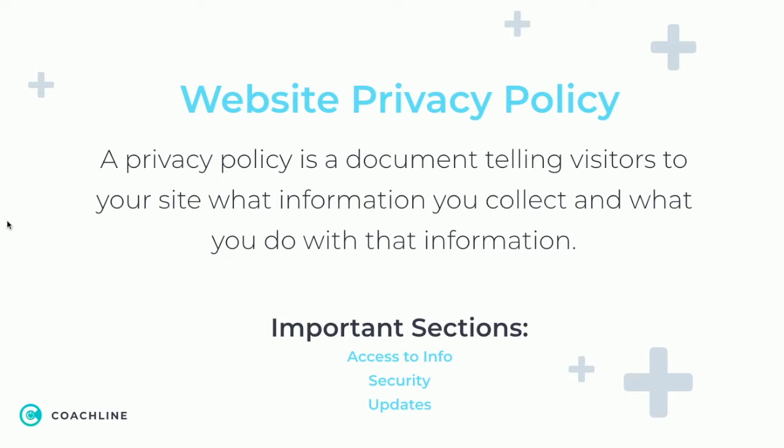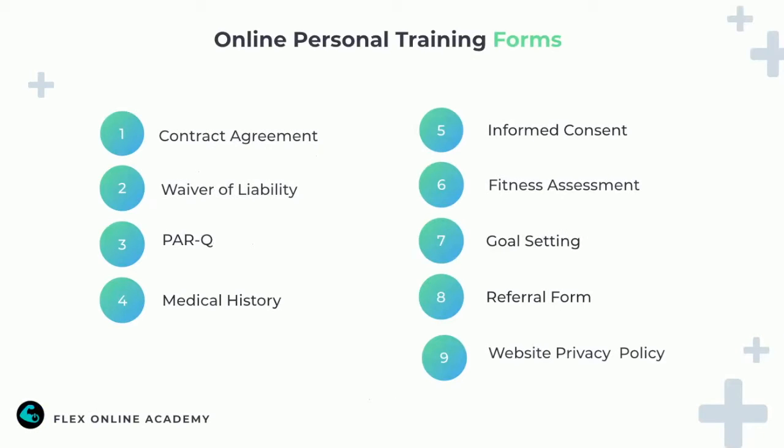Alrighty, so that concludes all of the 9 forms: contract agreement, waiver of liability, PAR-Q, medical history, informed consent, fitness assessment, goal setting, referral form, and that website privacy policy. So be sure that you download all of these forms and that you have them and that you're using them and that you customize them.